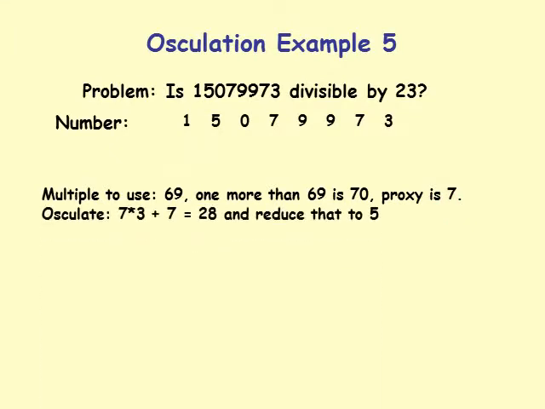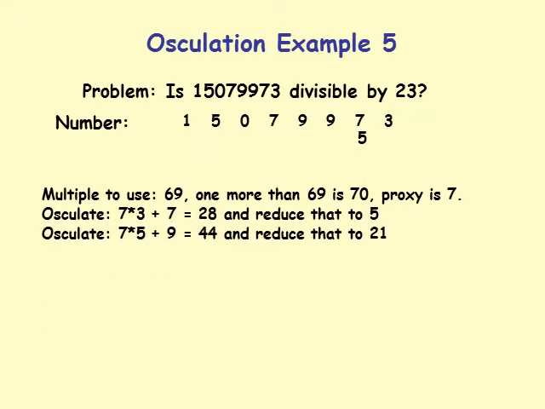Let's continue. Now we osculate these two digits, 7 and 3: 3 times the proxy plus the left digit. 7 times 3 plus 7 is 28. 28 is more than 23, so we subtract 23 and get a 5.